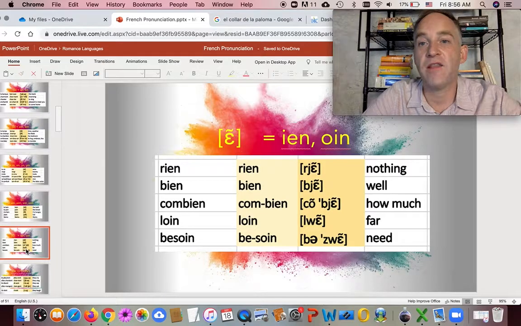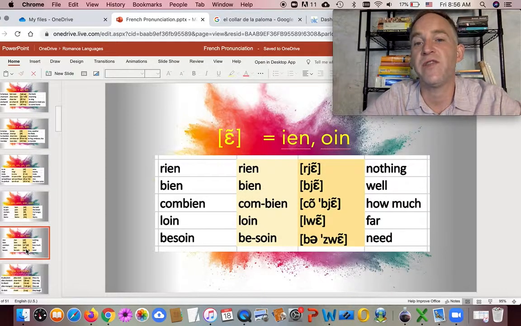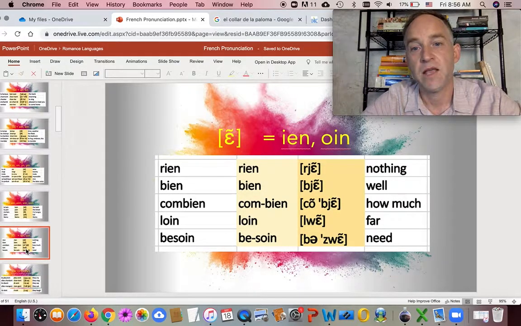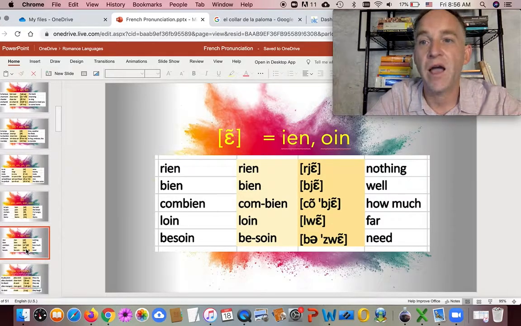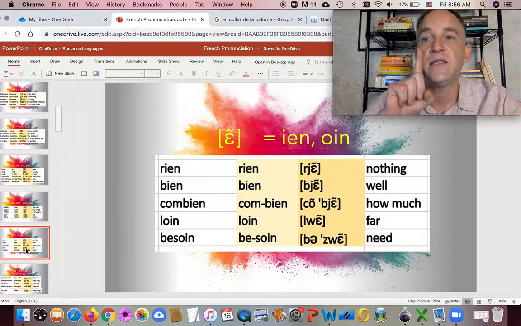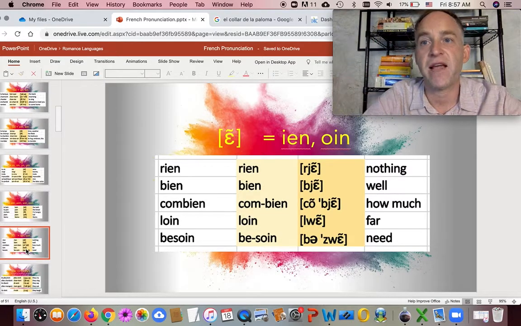Now, these are the only two combinations that actually take 3 vowels. The first of these 3 is actually a glide sound, a semi-vowel sound, and you'll see that represented in the dark yellow in the phonetic column. Look at the J and look at the W. So there's an extra sound in these right before the nasal sound. Rien, rien. Make a Y, which is represented by a J in my phonetic alphabet here. Rien means nothing.